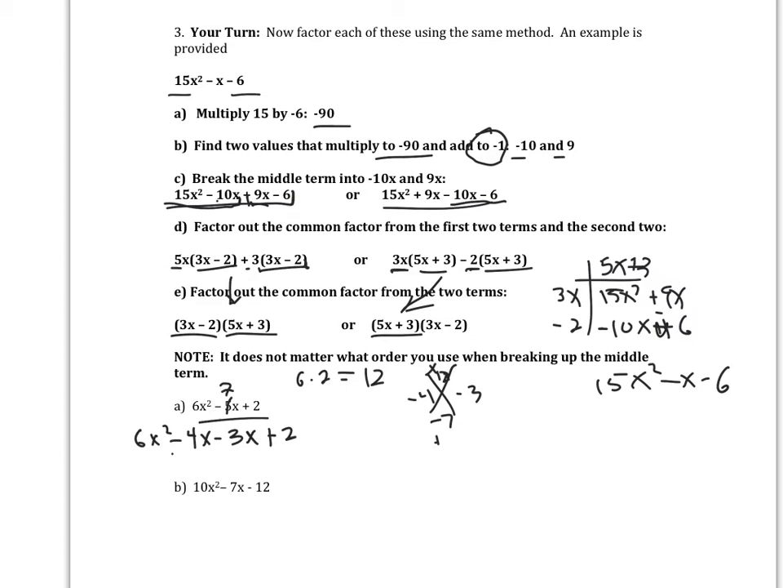Okay, we'll now factor out 2x from here, leaving us 3x minus 2. And then we'll factor out a negative 1 here, leaving us 3x minus 2. And that gives us 3x minus 2 times whatever's left over, the 2x and the negative 1. Okay, so that would be the factorization of that.